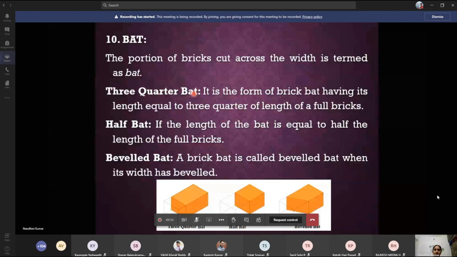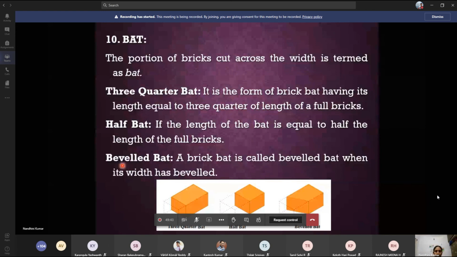Three-quarter bat is the form of brick bat having its length equal to 3/4. You cut it into parts: this one is 1/3, this is 2/3. You have 3/4 and half bat. Like a slice of bread cut equally, imagine similar to that, you have a brick and you cut it into two: half bat.